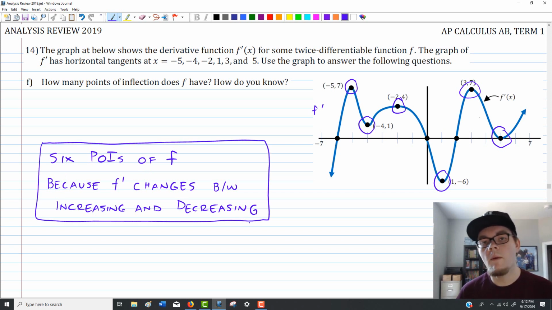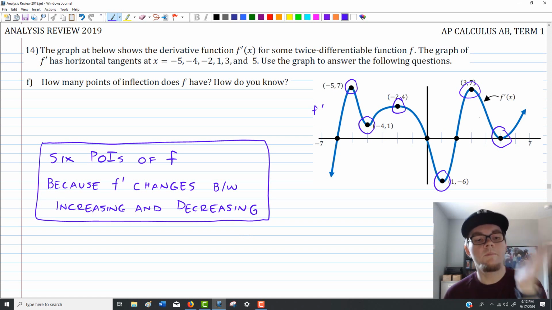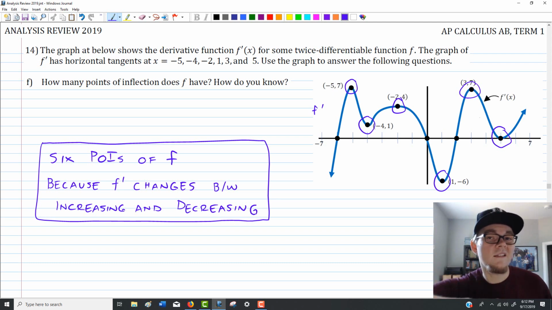So all I did was I again remembered the property. Points of inflection occur where the second derivative changes signs, or the first derivative changes between increasing and decreasing, or decreasing and increasing. And then I counted up the places on the graph where that actually occurred. Turned out to be 6.